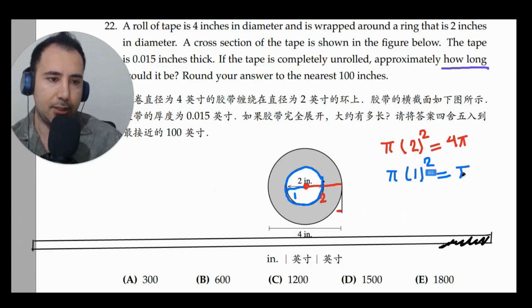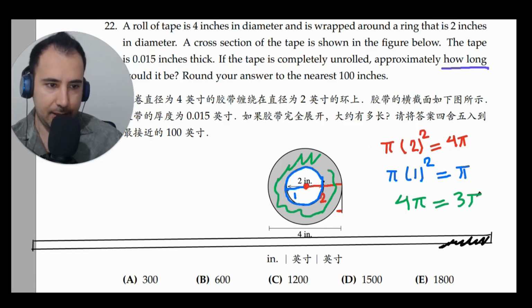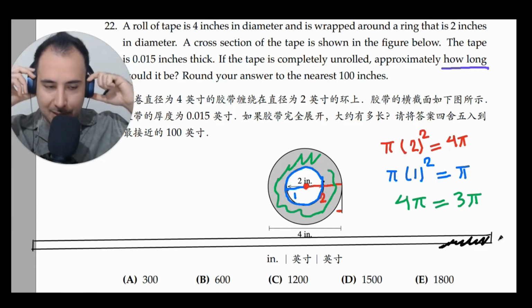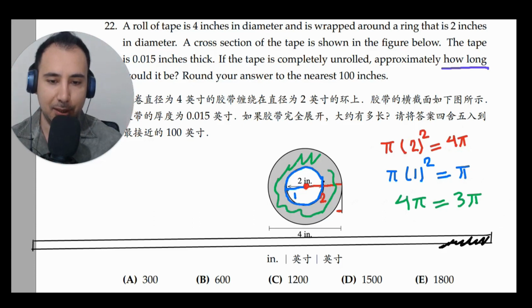So now I'll ask you, what is this area here? I'm going to change the color. The green part is going to be this one minus this one. So 4 pi minus pi is going to be 3 pi. So the area here is 3 pi. And what is the area of the rectangle? Again, 3 pi. So now let's go and deal with it.